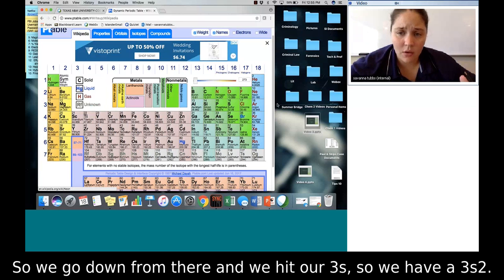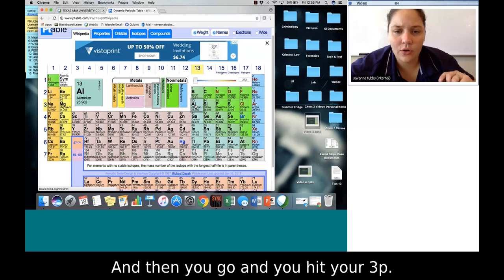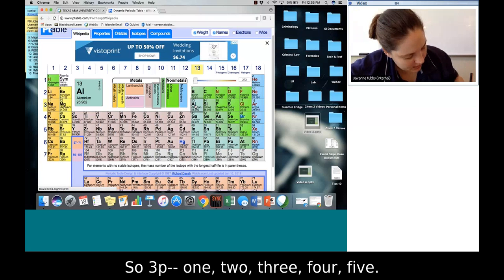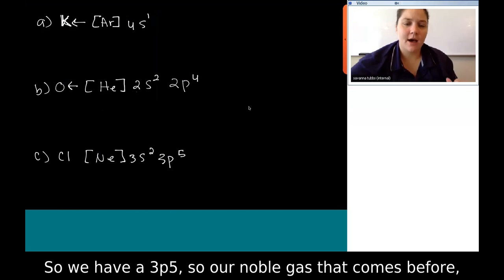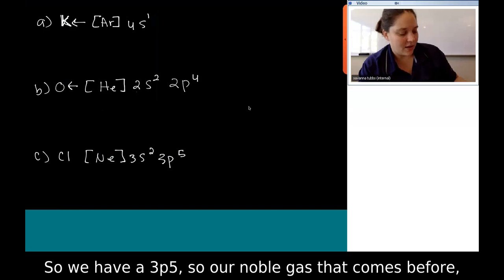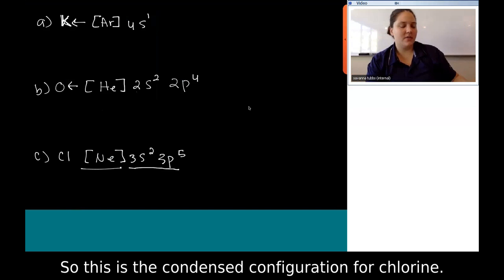So we go down from there and we hit our 3s. So we have a 3s2, and then you hit your 3p. So 3p, 1, 2, 3, 4, 5. So we have a 3p5. So our noble gas that comes before, and then everything that comes after to where we can hit our element. So [Ne] 3s2 3p5 is the condensed configuration for chlorine.